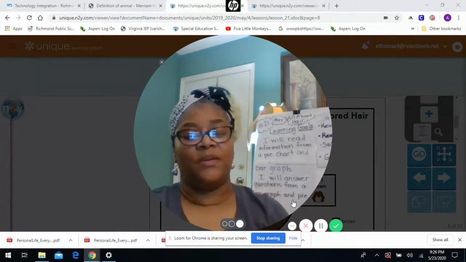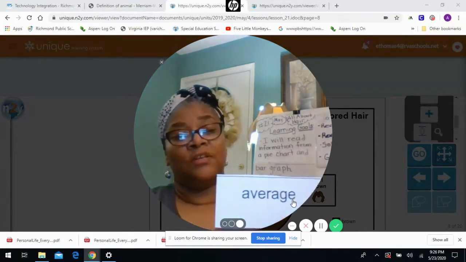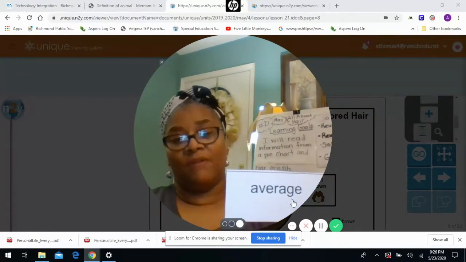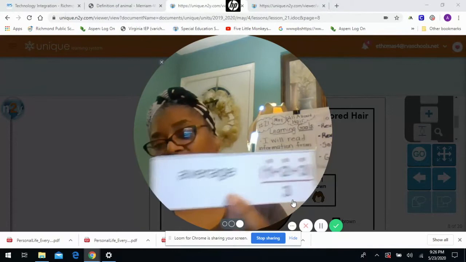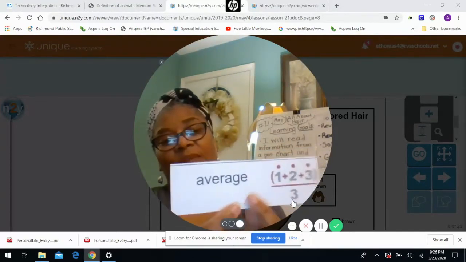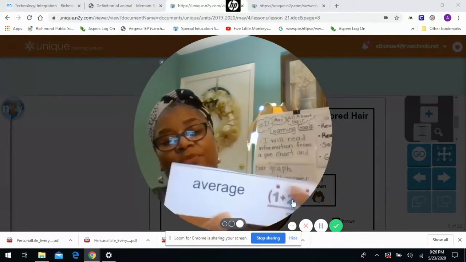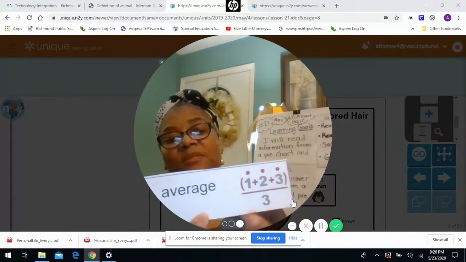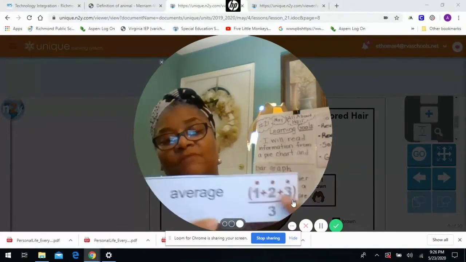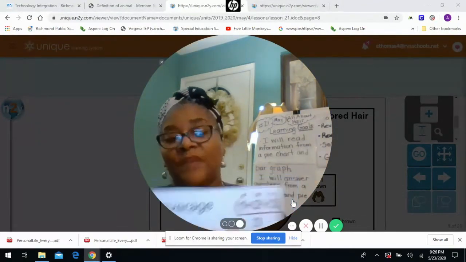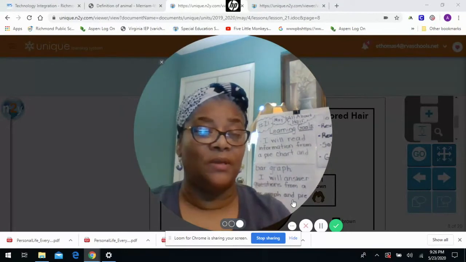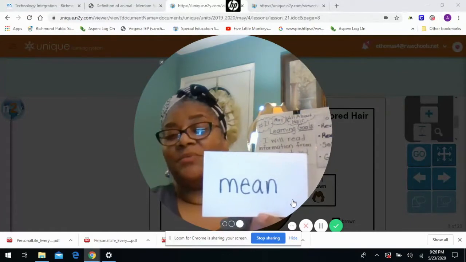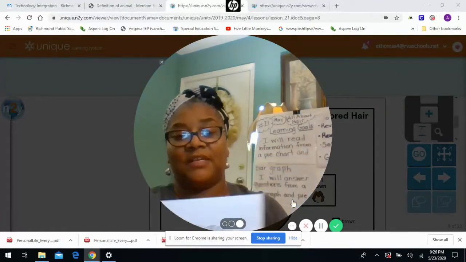The next word is average. Total of numbers divided by the number of numbers. Like you have the numbers here, 1, 2, and 3. You have 3 numbers, so you add these up, and then it'll be divided by 3. So it'll be the total of these numbers divided by 3. We're going to do that more in our lesson. That's also called a mean, which is the average of a set of numbers.